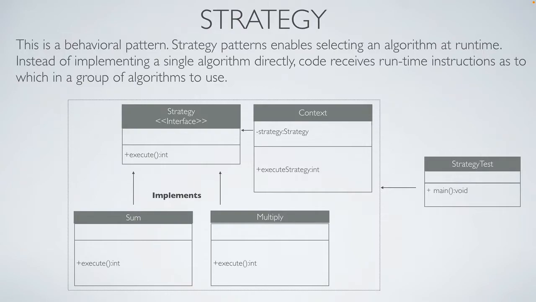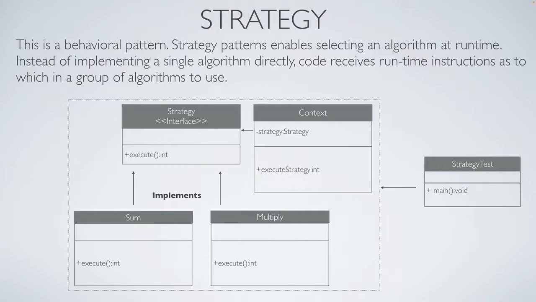Let's talk about the strategy design pattern. The strategy design pattern is a behavioral pattern. This pattern enables selecting an algorithm at runtime. Instead of implementing a single algorithm directly, code receives runtime instructions as to which in a group of algorithms to use. In this pattern, we create objects which represent various strategies and a context object whose behavior varies as per its strategy object. The strategy object changes the executing algorithm of the context object.